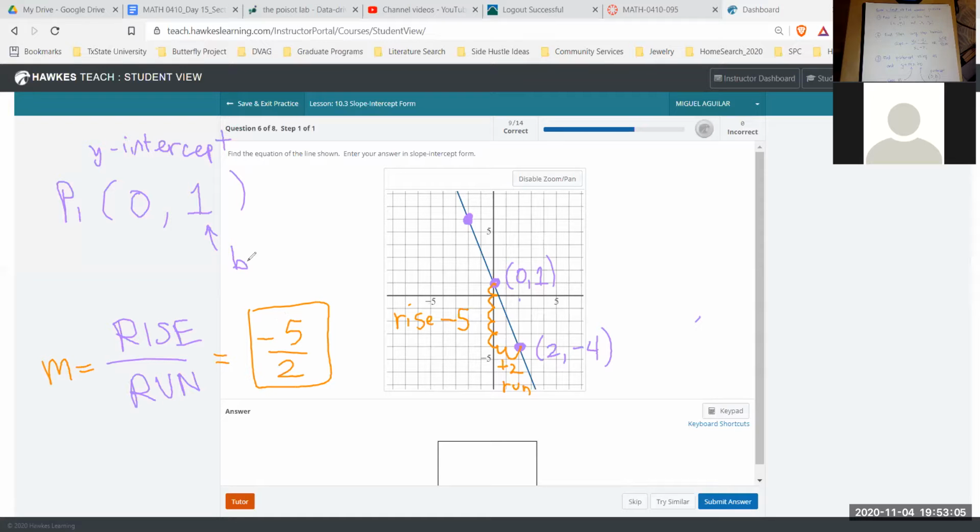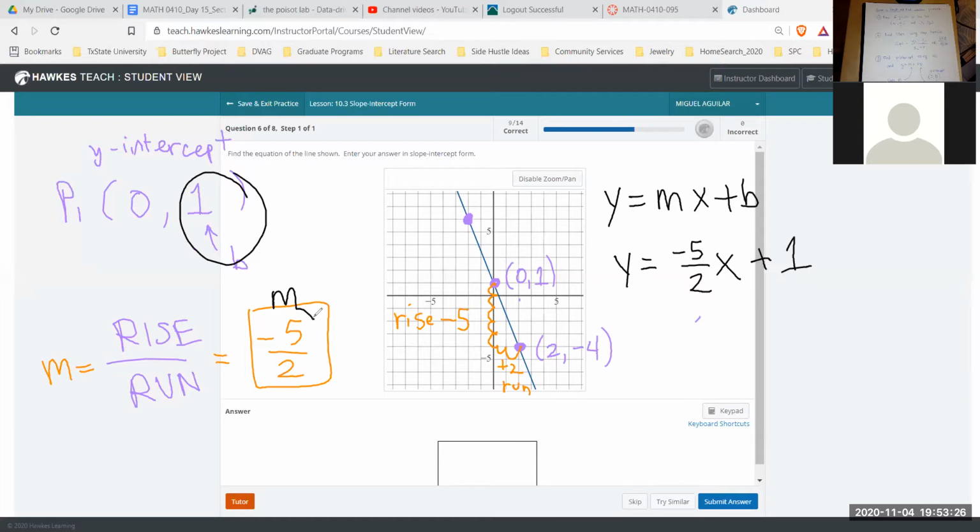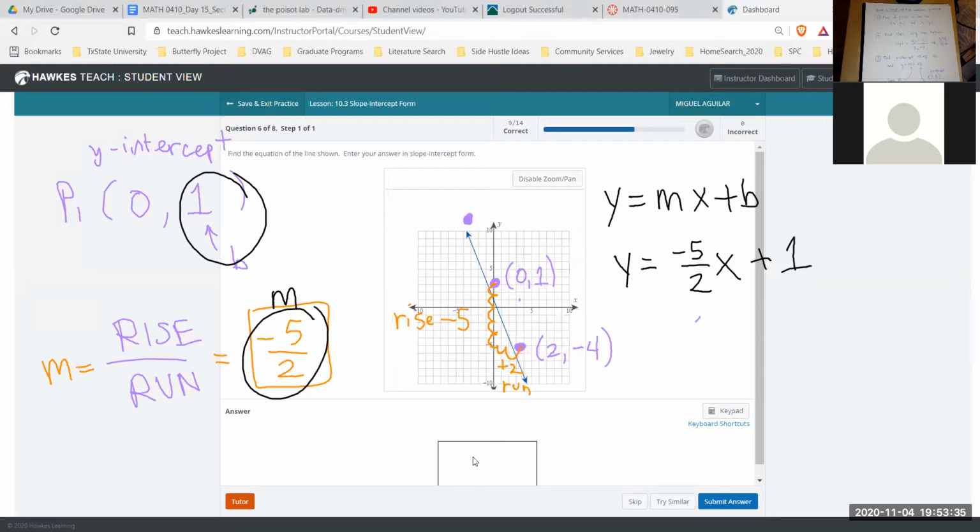Okay, so the form of the equation is going to be y equals mx plus b, and I have m right here, then my equation is just going to be y equals -5 over 2x, and then plus 1, because that's what my b is. So that's all I'm going to type into this equation box. Y is equal to, I'm going to make a fraction, put -5 over 2x plus 1, and that should be my equation.